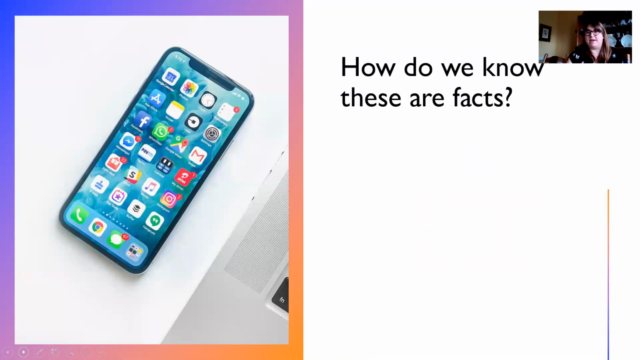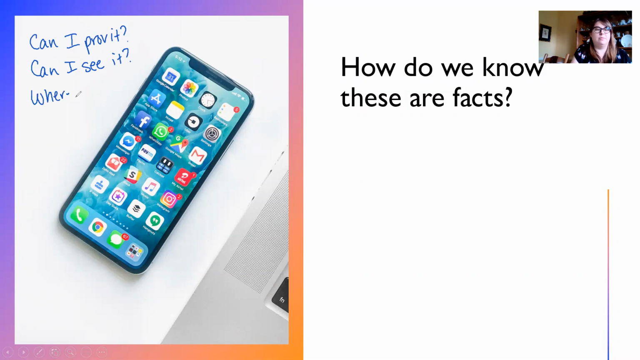So how do we know that these are facts? I came up with a couple of sentences that I think are facts, and we're going to walk through how we decide whether or not they are facts using those 3 questions from before. Can I prove it? Can I see it? Where's the proof? So I'm going to put those questions right here. Can I prove it? Can I see it? Where is the proof?